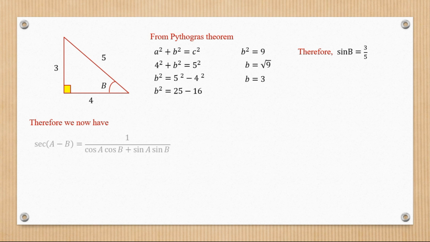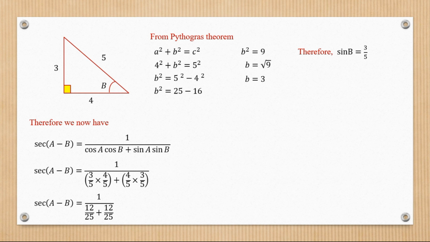So therefore we now have sec of (A − B) shall be equal to this. We'll have 1 over (3 over 5 times 4 over 5 plus 4 over 5 times 3 over 5). When we multiply those, we have 1 over (12 over 25 plus 12 over 25). So we add those two fractions and we'll have 24 over 25. So sec(A − B) is 1 over 24 over 25, which is basically the same as 25 over 24.